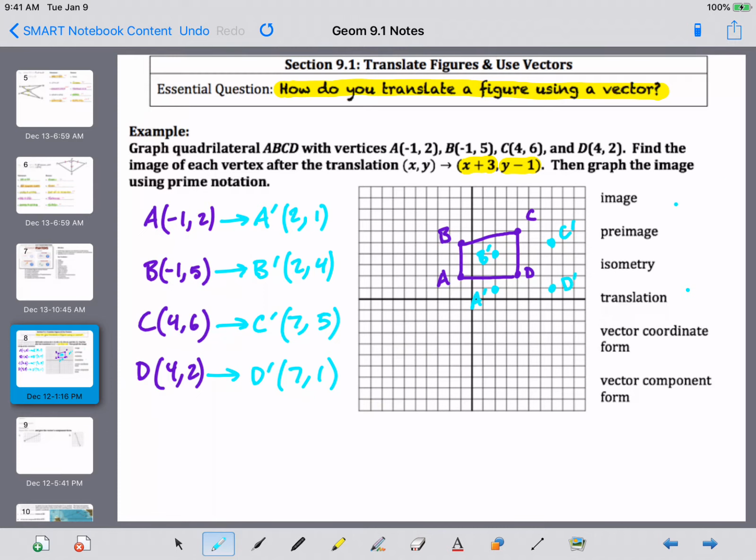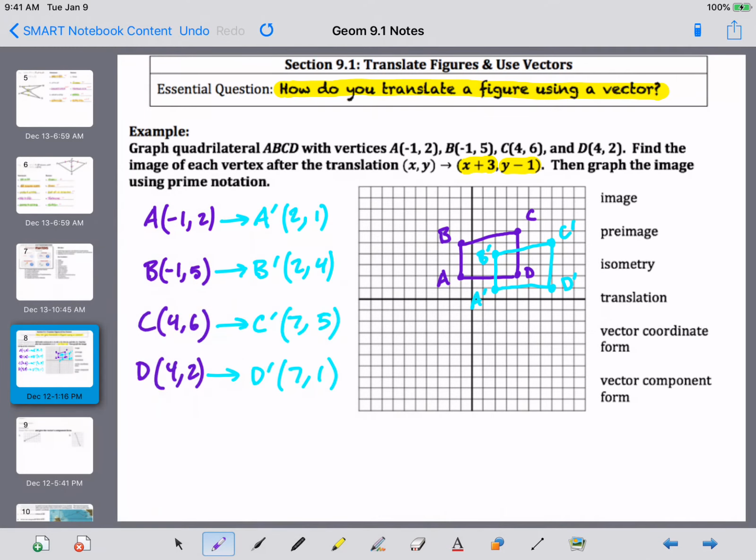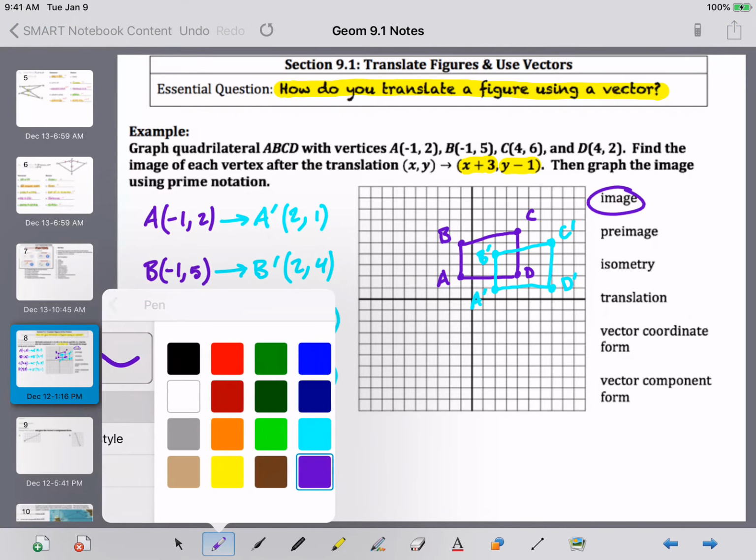Now you probably notice that this has the same shape, it's just moved. When something stays the same size, but then it's just moved, we call that a translation or a slide. So what we've got going on here is we call that original figure the image. So that was just what we graphed right away.